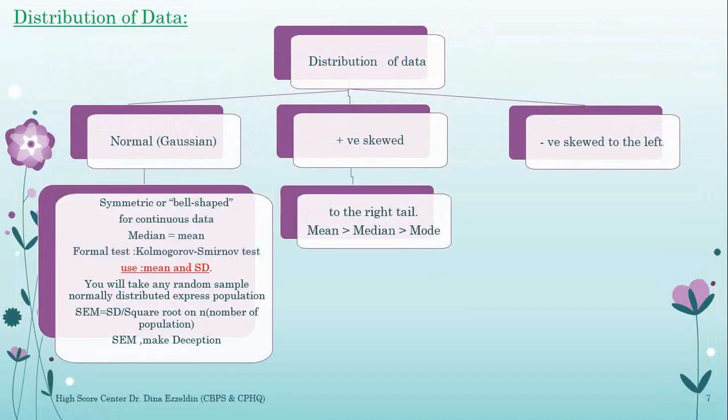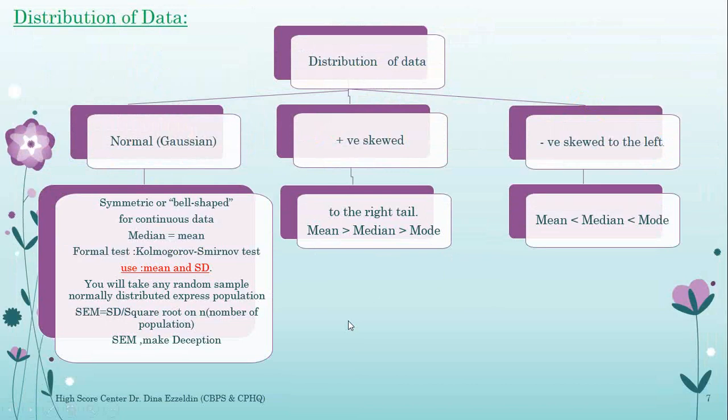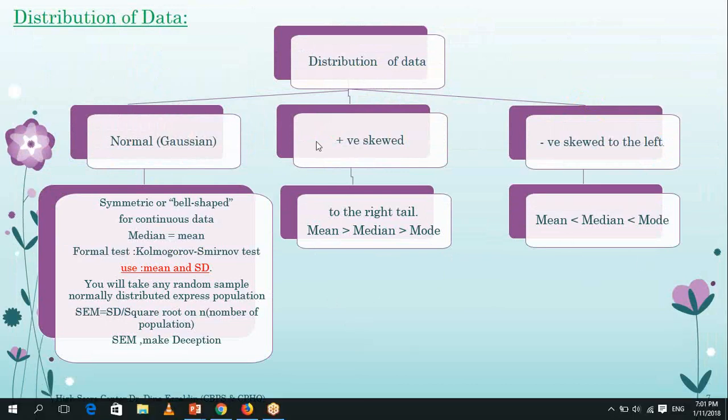If the data is positively skewed to the right tail, it means that the mean is bigger than the median, which is bigger than the mode. If negatively skewed to the left, the mean will be lower than the median, which is lower than the mode. The best way to express skewed data is the median as a measure of central tendency, and the interquartile range or ogive.